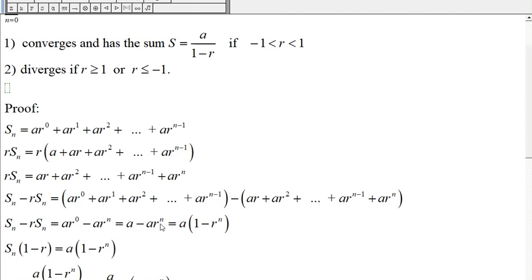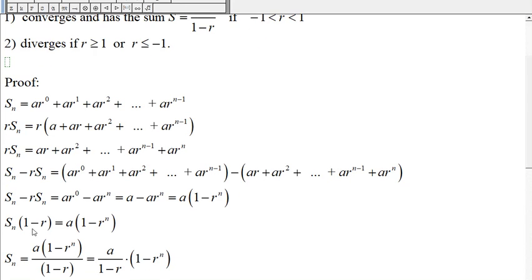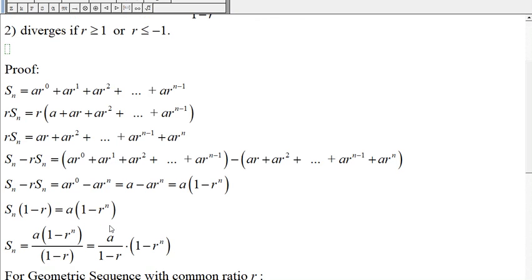Remember that a is the first term of the sequence. Common factor a, so we get a times 1 minus r to the n. And then the common factor here is S of n times 1 minus r. And now divide both sides by 1 minus r. Divide the left side by 1 minus r, divide the right side by 1 minus r. And we end up with a times 1 minus r to the n divided by 1 minus r. And then we can rewrite it like this.